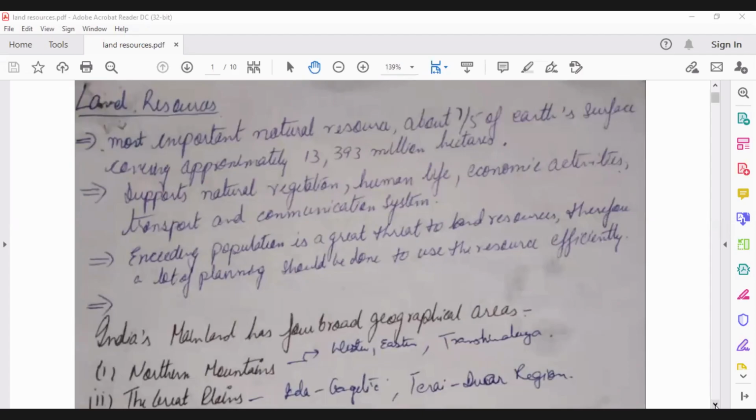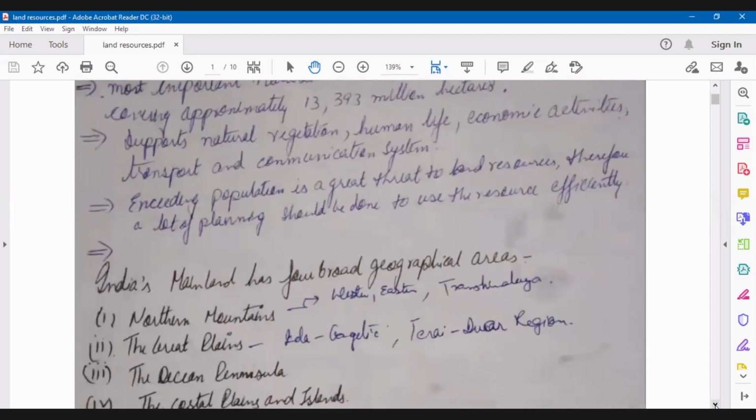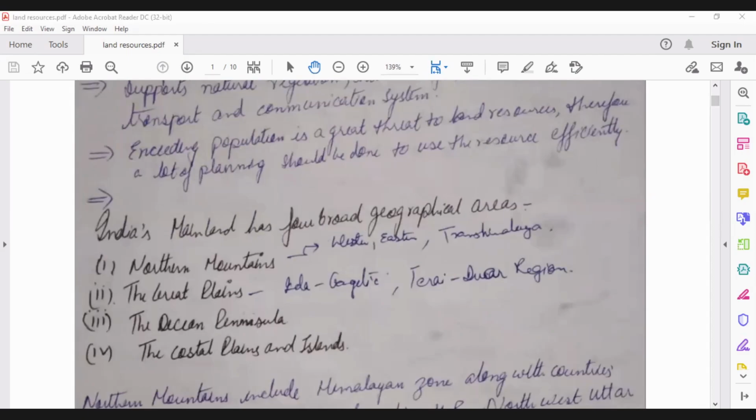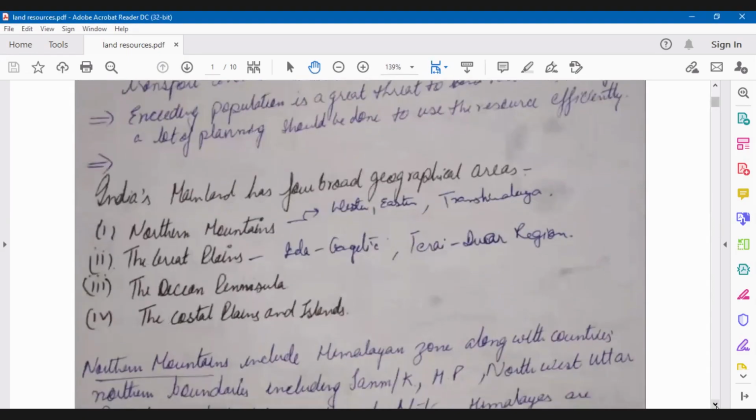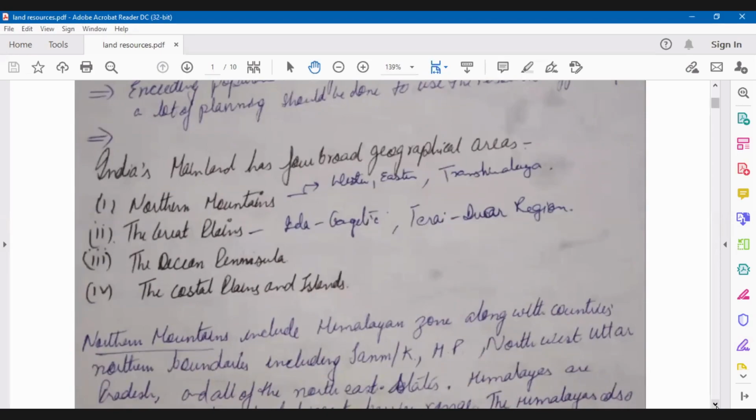The next point is, when we talk about India as a mainland, the Indian map can be divided into four major zones. You can call them geographical areas or zones. First is the northern mountains, second is the Great Plains, third is the Deccan Peninsula, and the fourth is the coastal plains. When we detail all these four zones more, we are able to figure out that the rest of the biogeographical zones exist within them.